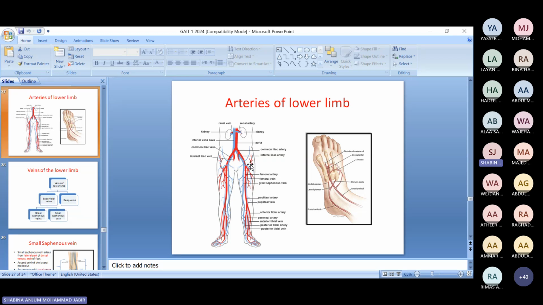Clear? Here you can see the whole distribution, how it is dividing, and how the anterior tibial artery is present here and the posterior tibial artery present here, which is dividing into medial and lateral plantar branches. See how the anterior tibial continues between the great and the second toe, or between the great and second metatarsals, and will become the dorsalis pedis artery.